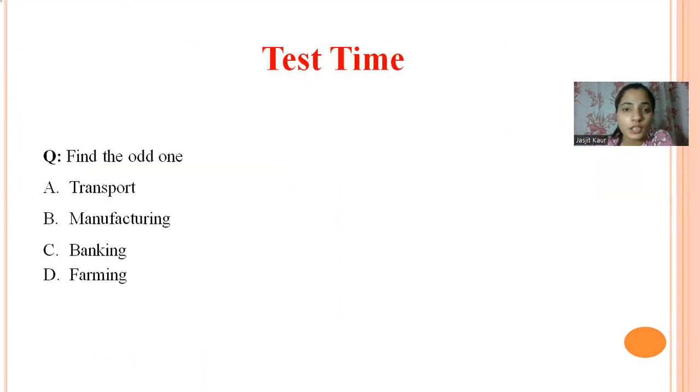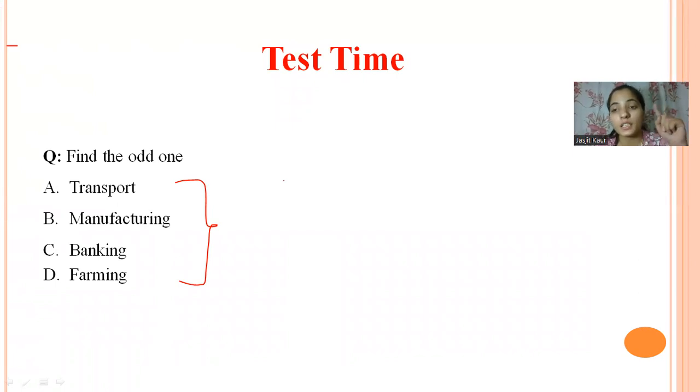So now it's your test time. You have to find the odd one out from these four options. So we have transportation, manufacturing, banking, and farming. You have to tell me which is the odd one here. You can write your answer in the comment section, then I will check whether you have responded correctly or not.